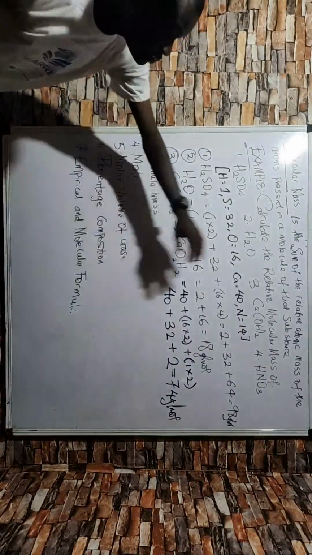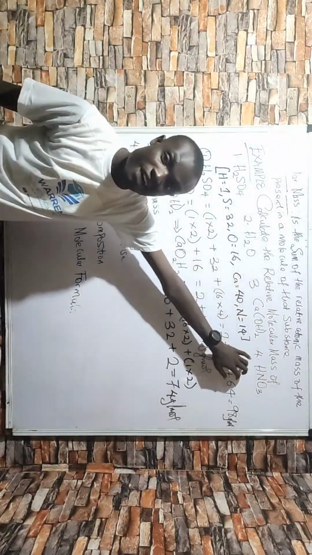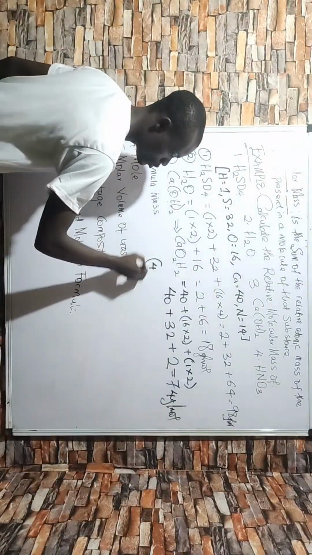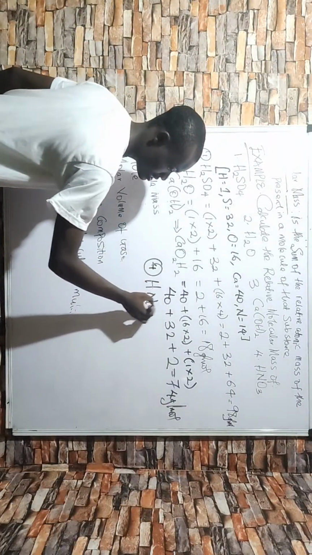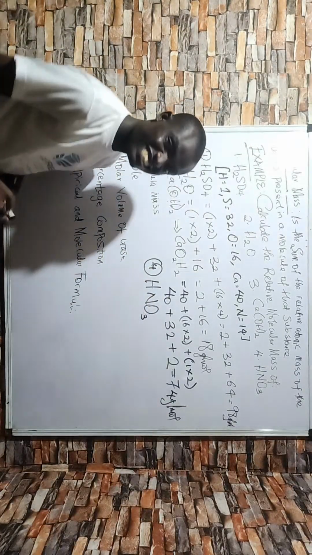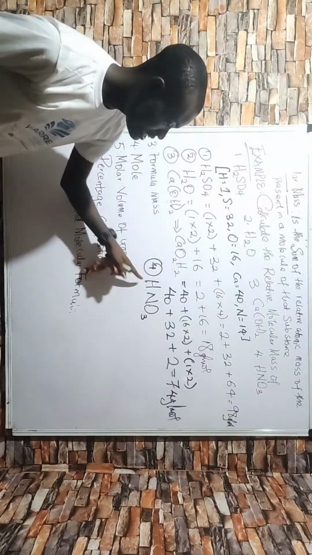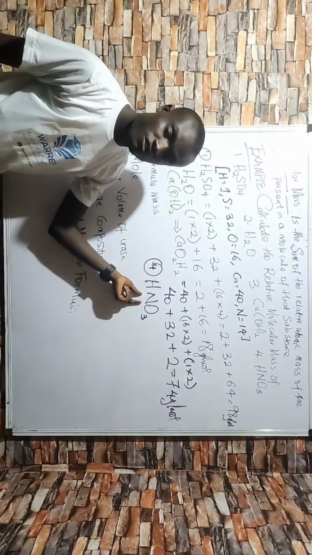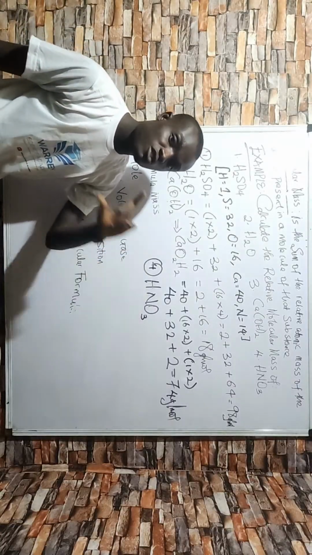Then the last compound we have here is trioxonitrate 5 acid. That's what we call HNO3. So for the fourth one, we have trioxonitrate 5 acid, or you can also call it nitric acid. Now this HNO3 means 1 atom of hydrogen, 1 atom of nitrogen, then 3 atoms of oxygen.